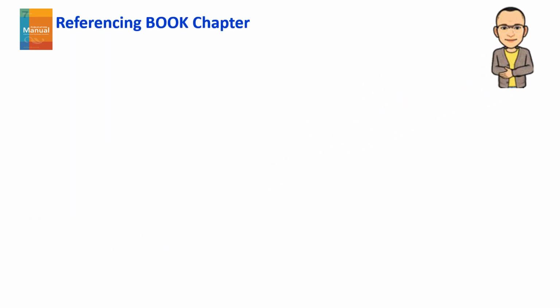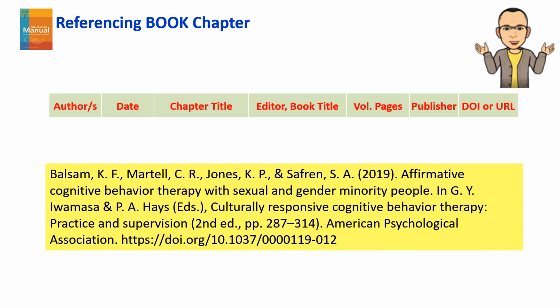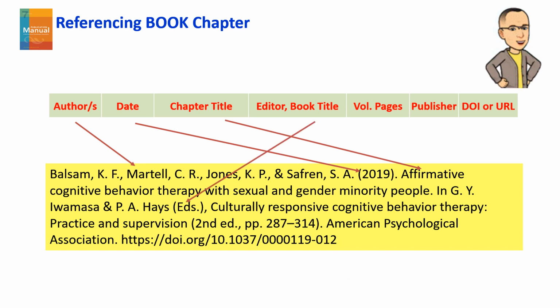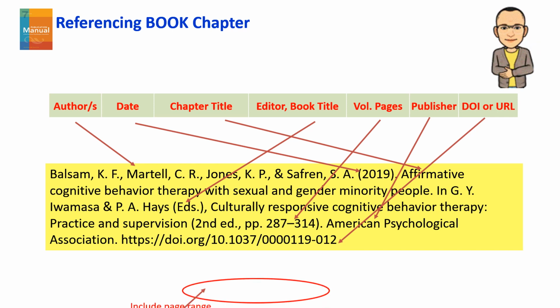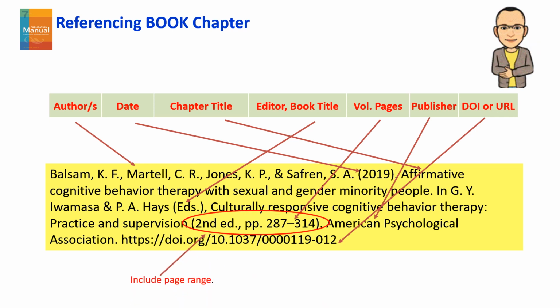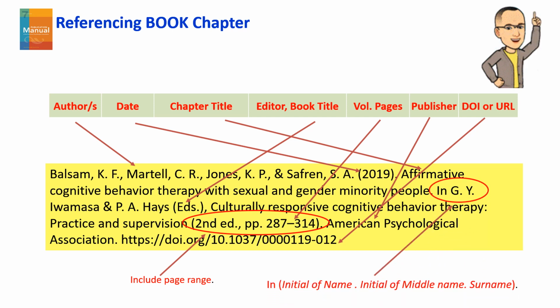Referencing a book chapter can be more tedious. It follows the pattern: name of authors, date of publication, title of the chapter, names of the editors, followed by the title of the book, the volume and pages, the name of publisher and the DOI or URL. Unlike referencing a book, referencing a book chapter requires the page range. Note the differences: the author's name starts with the family name, initial of the first name and initial of the middle name, while the editor's name starts with the initial of the first name, initial of the middle name, then surname. The preposition "In" should be written before the editors' names.